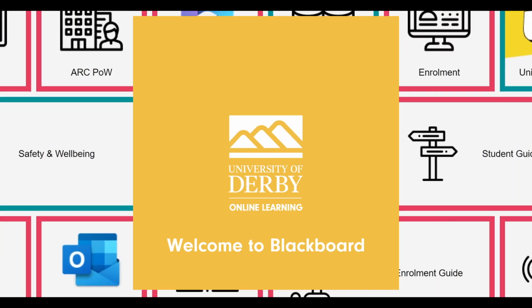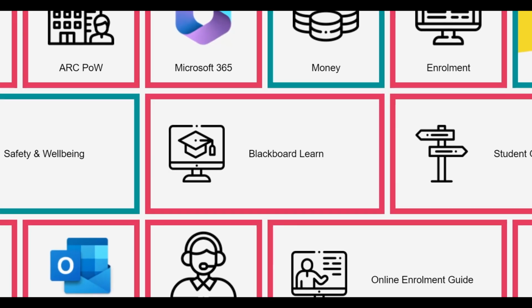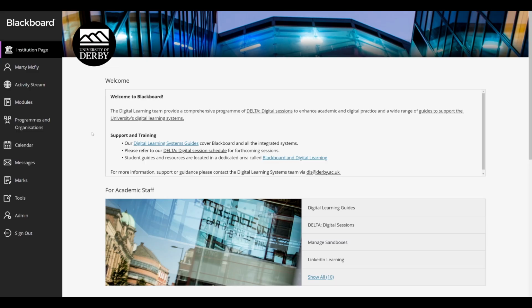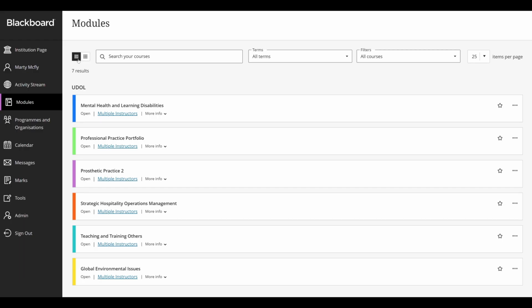From the Blackboard homepage, featured within the Blackboard Learn tile on Udoo, you can see each of the modules you are enrolled on by selecting the module section in the left-hand menu. You can identify your current and past modules using the drop-down list in the centre of the screen. You can also change the layout view and filter your modules using the search tool.